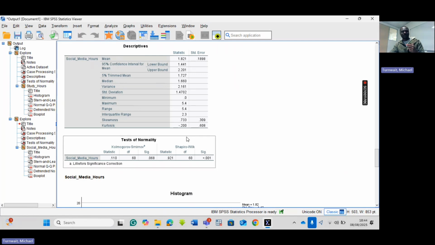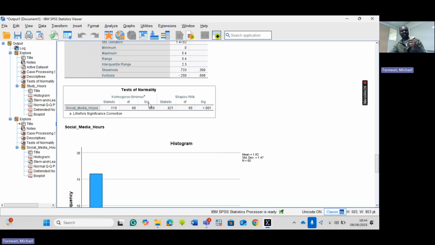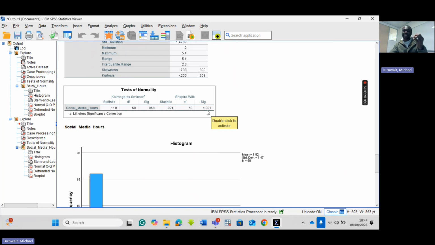Now let's look at the test of normality. You see the test of normality is less than 0.05. So what is it telling you? It's significant. And because it is significant, it simply means that this data, which is the social media hours, is not normally distributed. You see, if it is normally distributed, it is not supposed to be significant. But because it's significant here, less than 0.05, it is not normally distributed.